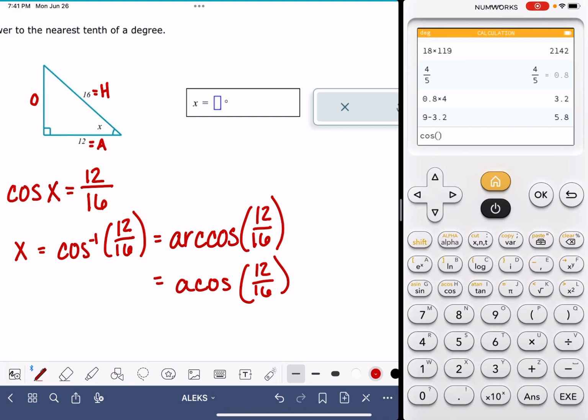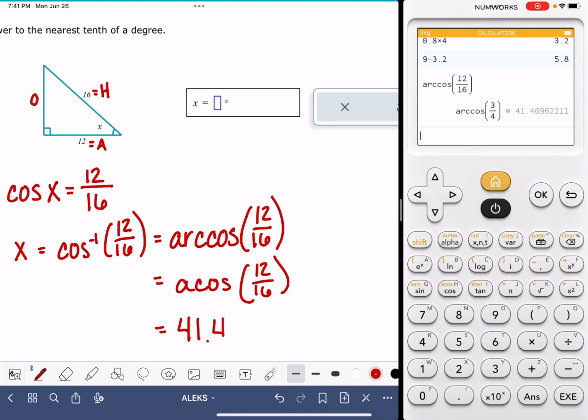So I'm going to put, I want the arc cosine of 12 over 16. And that is 41 point, ALEKS wants this to a tenth of a degree, so 41.4 is my angle.